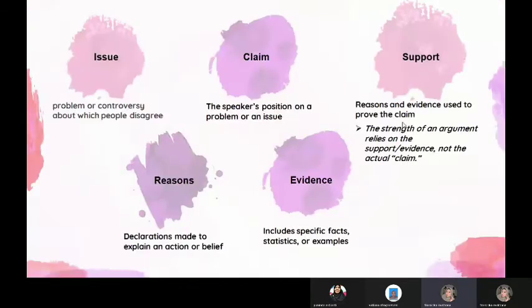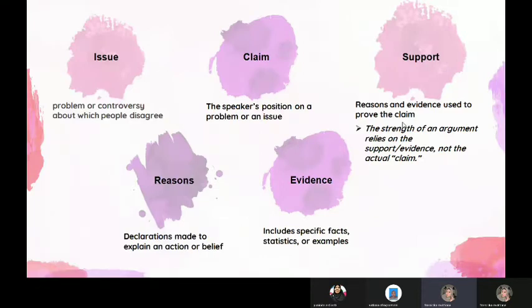Issue is a problem or controversy about which people disagree. Claim is the speaker's position on a problem or an issue. Claims offer solutions to intellectual problems. They suggest to readers that they ought to change the way they think or act with regards to the problem at hand. Because a claim is always debatable, to be accepted, it must always be based on reasons.